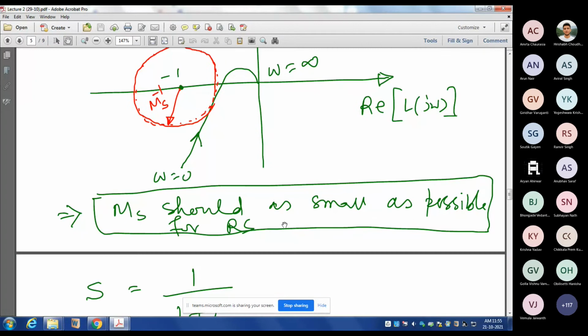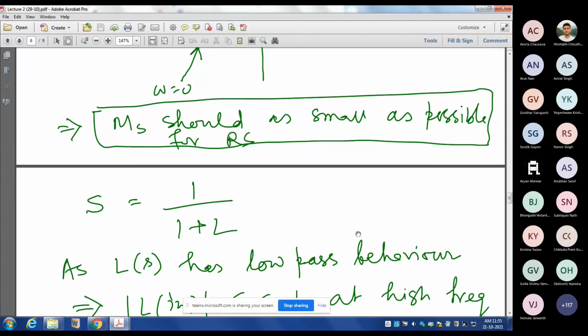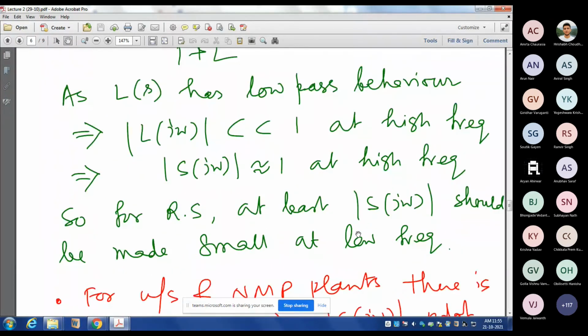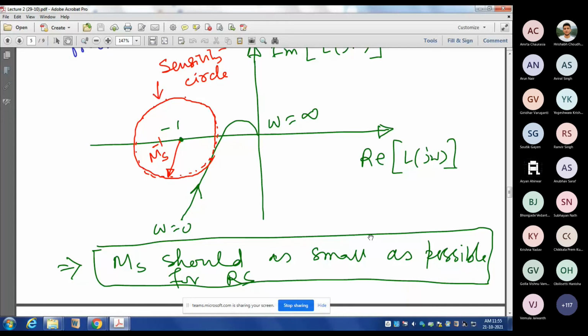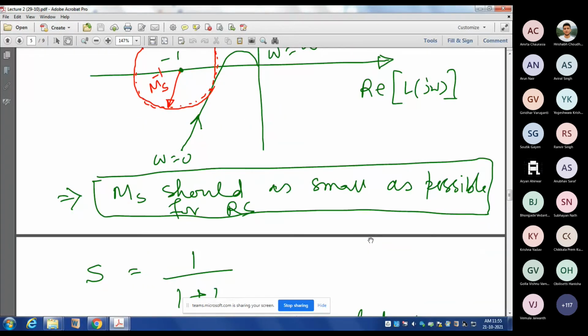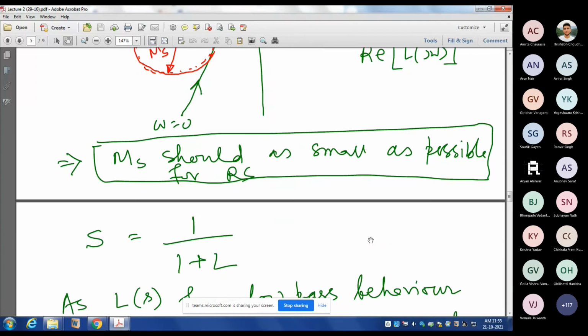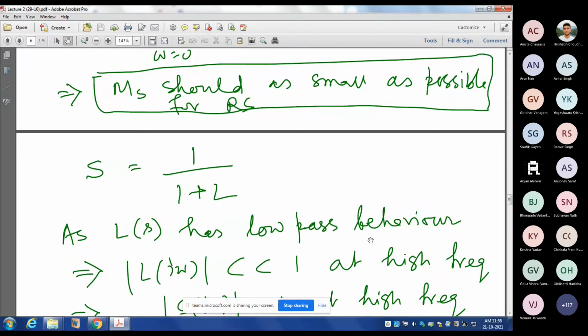So in this way, now the question is, Ms should be as small as possible, but to what extent can we reduce it practically? Practically you can easily see that S equals 1 over 1 plus L, but most of the physical systems are of low pass behavior. That means relative degree greater than 0, right? Most of the physical systems are of low pass behavior.